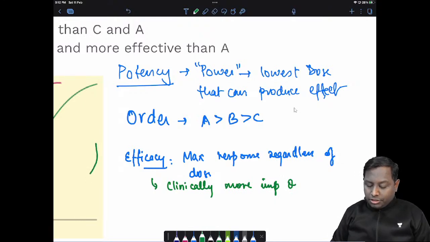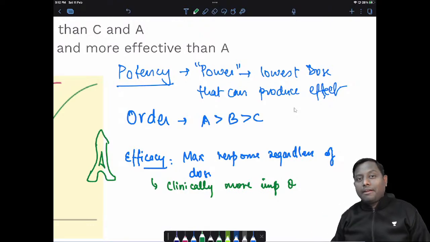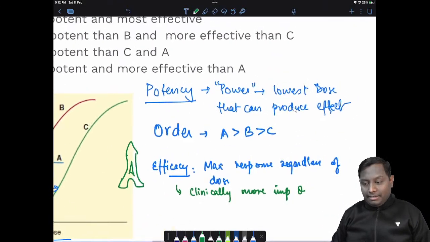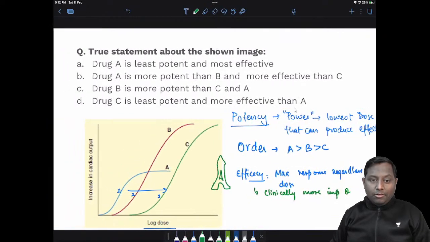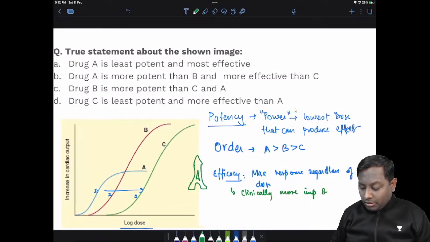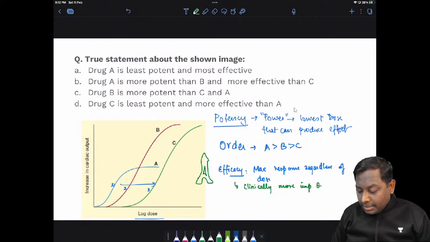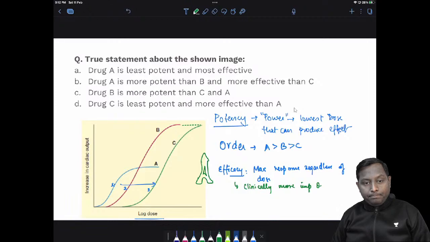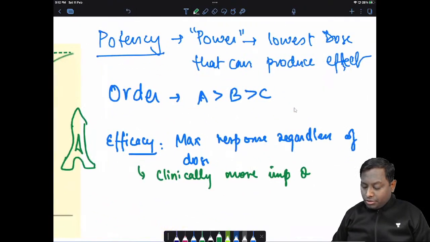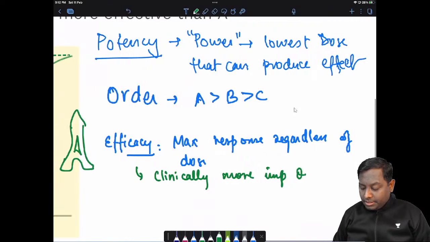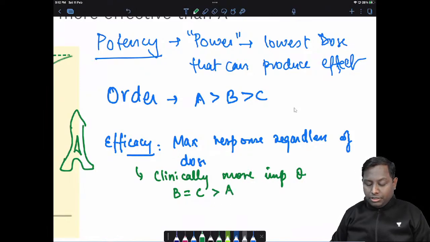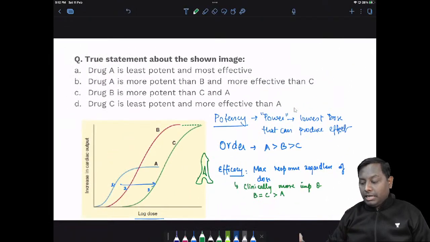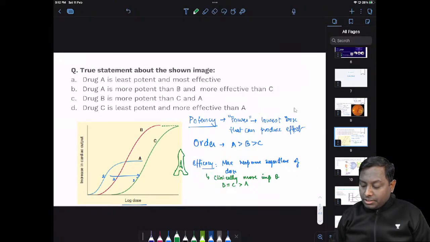Now for efficacy, I want you to just remember the Eiffel Tower. Why was the Eiffel Tower famous, and why is it famous? Because of its height, right? So in efficacy you always look at the height. The bigger it is, the more efficacious. What will you look at in efficacy? Look at the height. Now if you look closely, the height of B and C is almost the same. That means B is equi-efficacious to C. So here efficacy will be B equal to C, and least efficacious will be A. Always remember, the one with the smaller height will be less efficacious, the one with the bigger height will be more efficacious. I hope it is making sense to all of you.